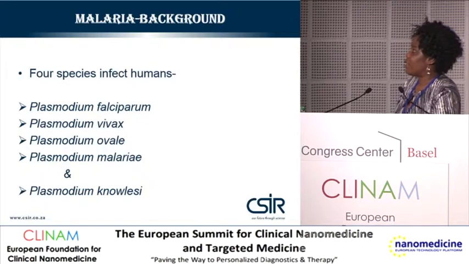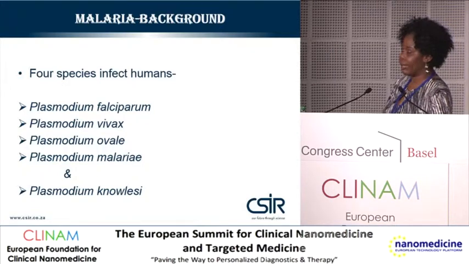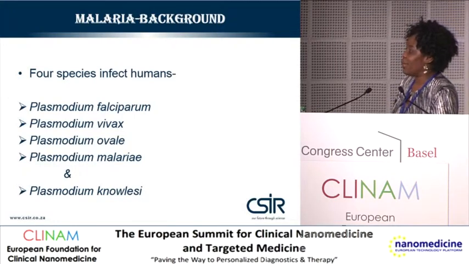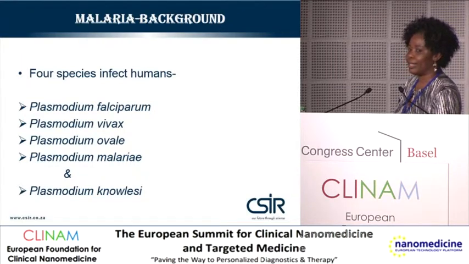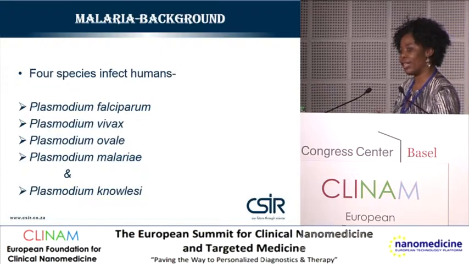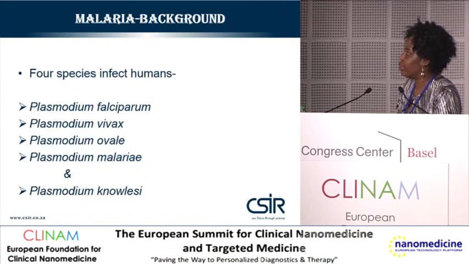Okay. 4 species basically infect humans: P. falciparum, P. vivax, and P. ovale, as well as Plasmodium malariae. But of late, Plasmodium knowlesi has also been incriminated. It basically affects monkeys, but we've seen cases reported that it affects humans as well.